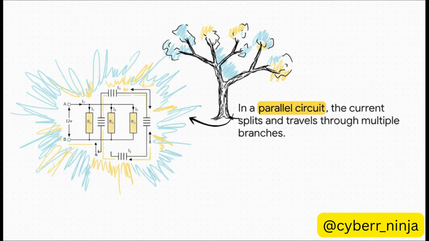The second way to do it is a parallel circuit, and this is a totally different beast. Instead of one single path, a parallel circuit gives the current multiple branches to choose from. Think of it like a river splitting into several smaller streams. The current flows to a junction and then divides itself up, with some of it going down each available path.